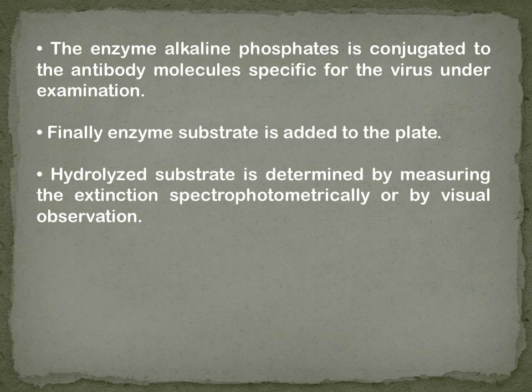And so alkaline phosphatase is conjugated to the antibody molecules specific for the virus under examination, and finally enzyme substrate is added to the plate, just as I was telling, and hydrolyzed substrate is determined by measuring the extinction spectrophotometrically or by visual observation. So you can do both, because it will give a certain color. So based on that color, you can confirm that this particular seed is infected with virus, because you are going to interact with the antibody. Otherwise, you can also measure the extinction coefficient by spectrophotometer.